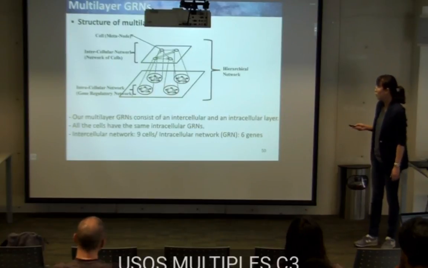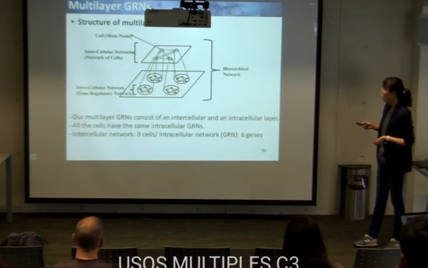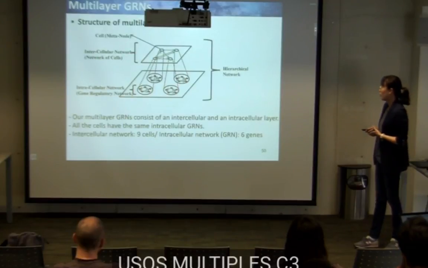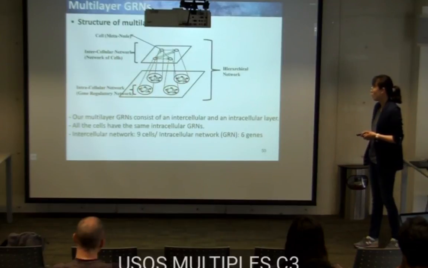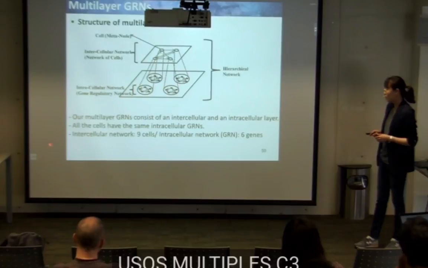Our multi-layer GRNs consist of an intercellular and an intracellular layer. This is the intercellular network. All the cells have the same intracellular gene regulatory networks. In the actual simulation, the number of nodes of the intercellular network was 9, and the number of nodes of the intracellular networks was 6.